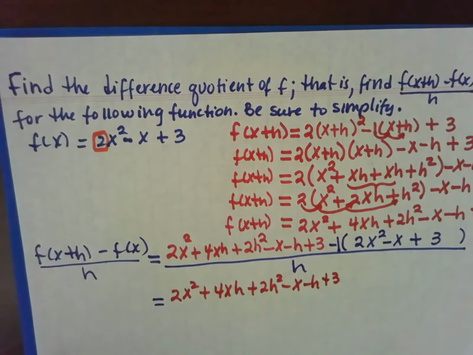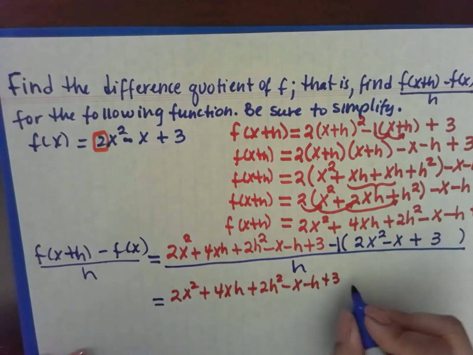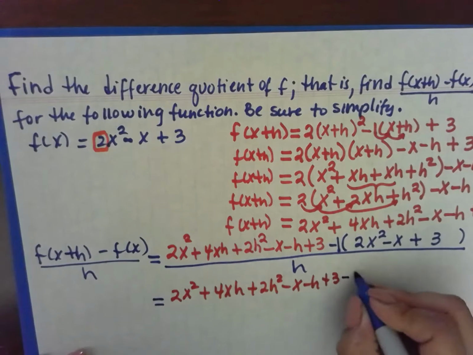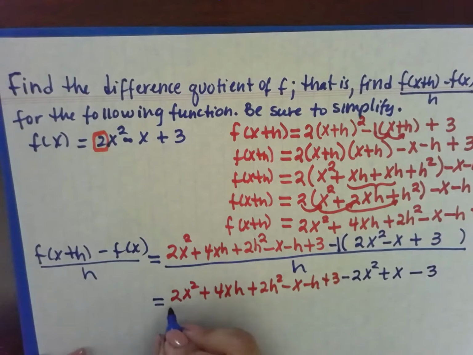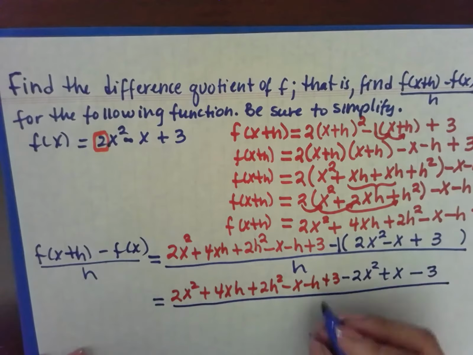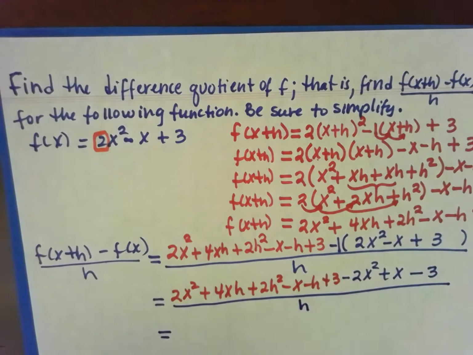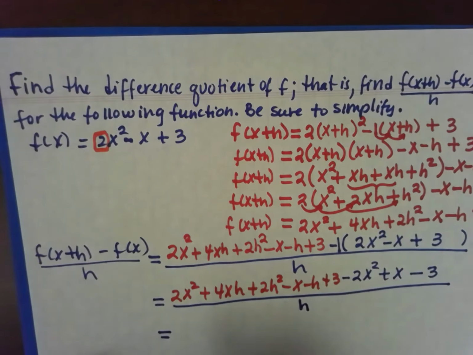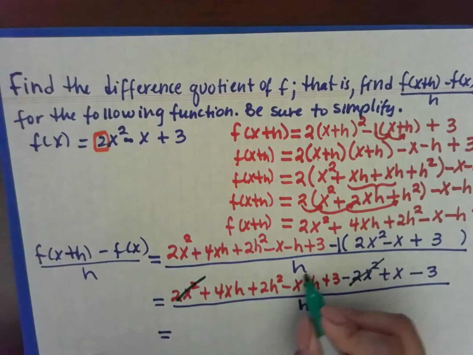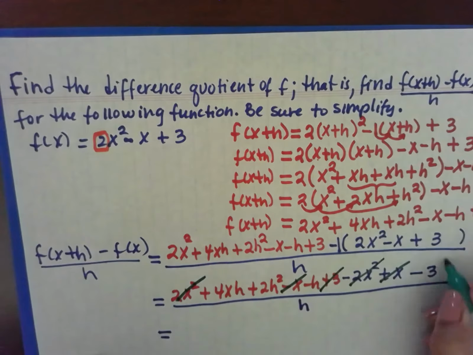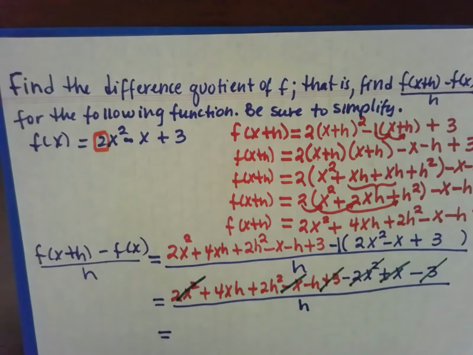Then you're going to distribute the -1 over the f of x function, so that becomes minus 2x squared plus x minus 3. Then all this is divided by h. And remember that if we are on the right track, we're going to be able to remove terms that add up to 0: 2x squared minus 2x squared, minus x plus 3 minus 3. So that indicates that so far it looks like we're on the right track.